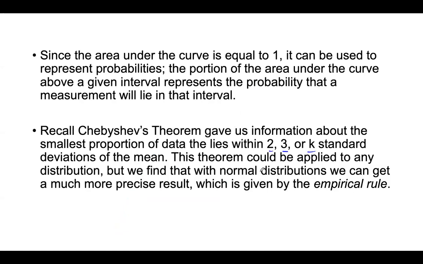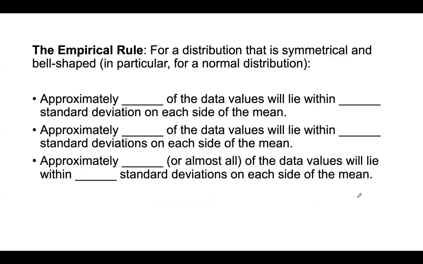So this theorem could be applied to any distribution, but we find that with normal distributions, we get a much more precise result, which is given by this empirical rule. So instead of Chebyshev's, we can find something a little bit better than Chebyshev's theorem, and it's called the empirical rule. So what is the empirical rule? It is for a distribution that is symmetrical. It has to be symmetrical, and it has to be bell-shaped or normal. So normal shape distribution.